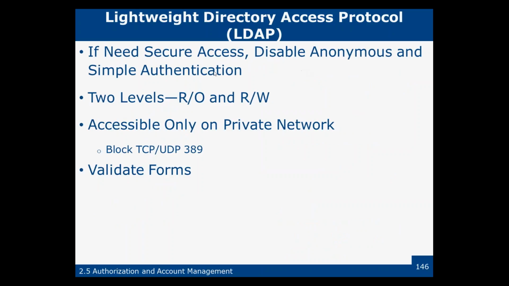If you need security, you're going to disable anonymous and simple authentication. We have two levels of access to the database itself, read-only and read-write. And it should only be accessible in the private network. It shouldn't be accessible from outside the private network, from the internet. So that means that you're going to want to block port 389 on it. And we're going to validate the forms in this thing.